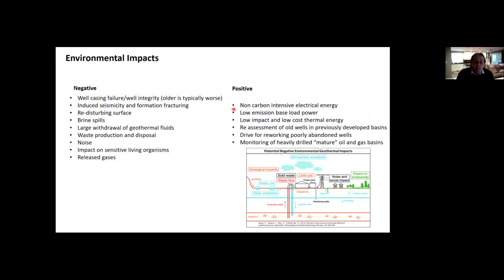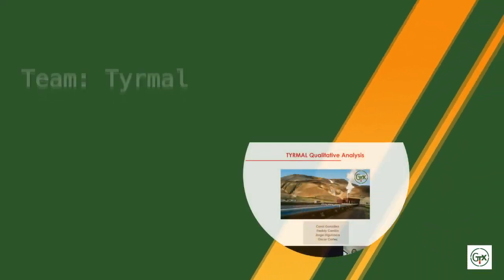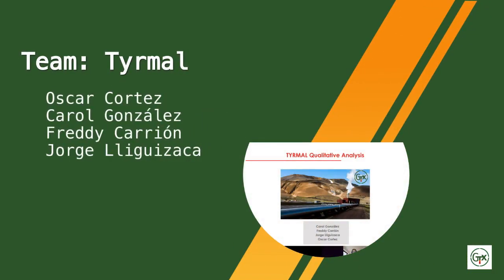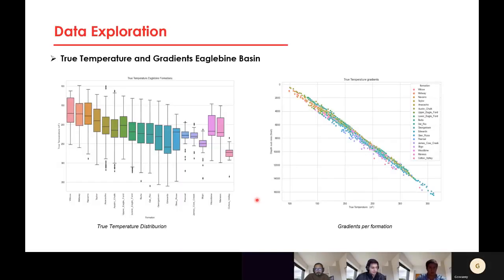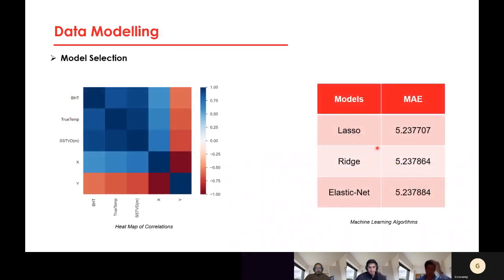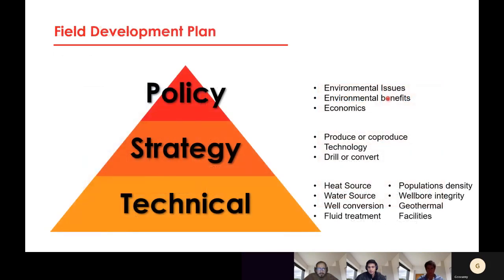Impacts are very substantial and involve non-carbon intensive electrical energy. Data distribution of true temperature on the left side of this graph. Also, we implement 3 machine learning algorithms for regression. Benefits, since we will reduce the CO2 emissions.